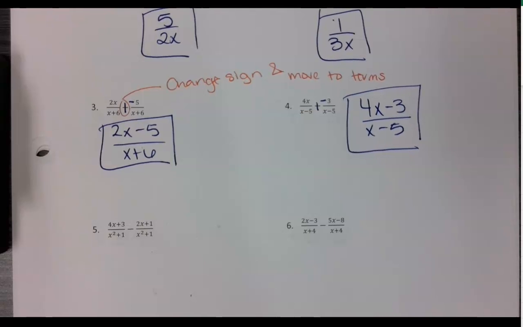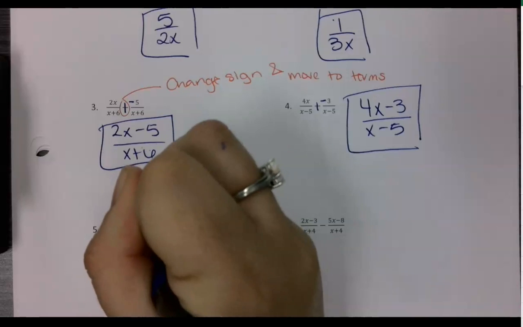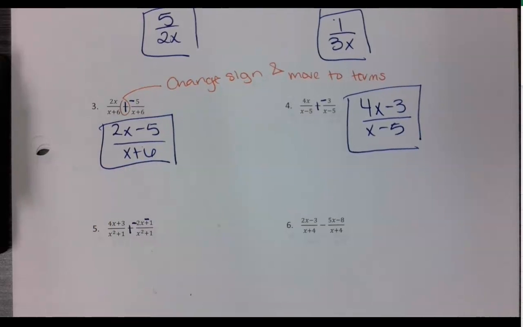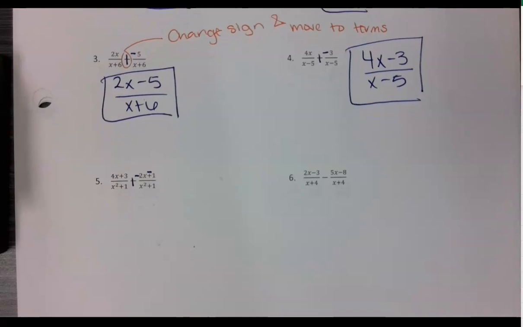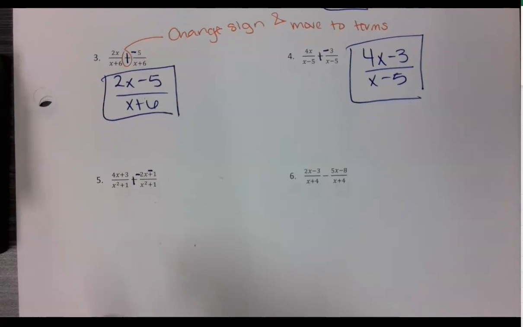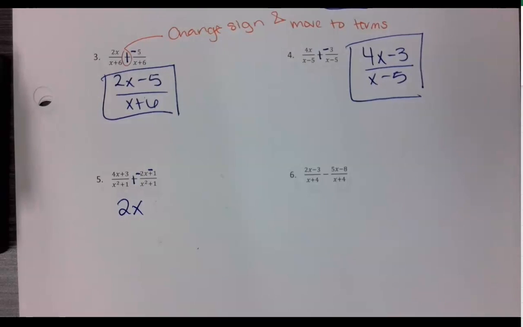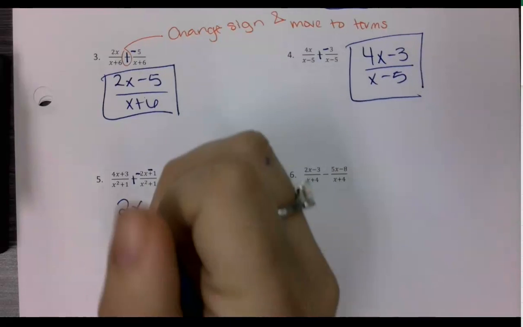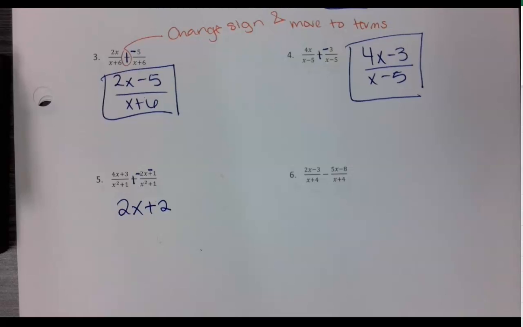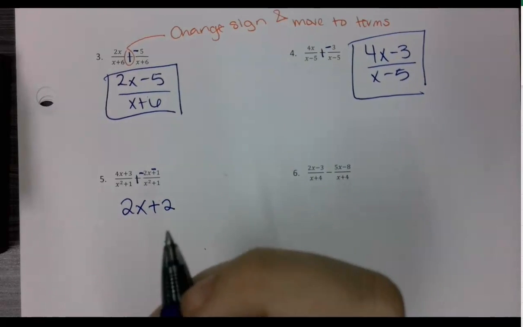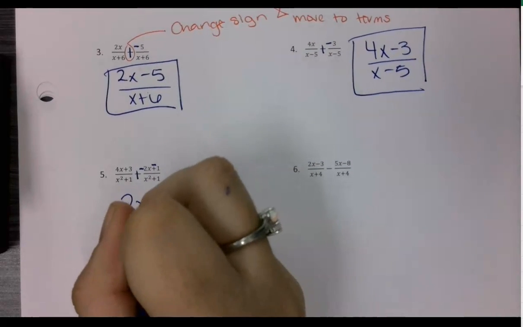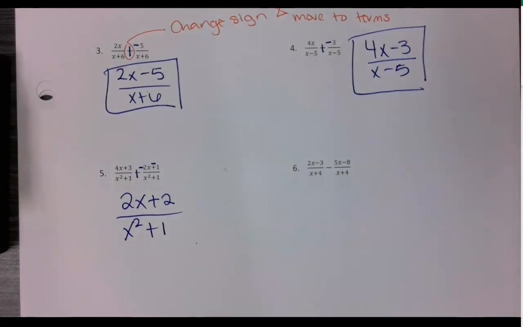Okay, so on number 5, this is kind of like the other ones, except when I change my sign, I want to change it for each of my terms. So that's going to become a negative 2x and a negative 1. So I have positive 4x minus 2x, which is going to give me 2x. And then I have 3 minus 1, which gives me 2. And then on the bottom, I have x squared plus 1.